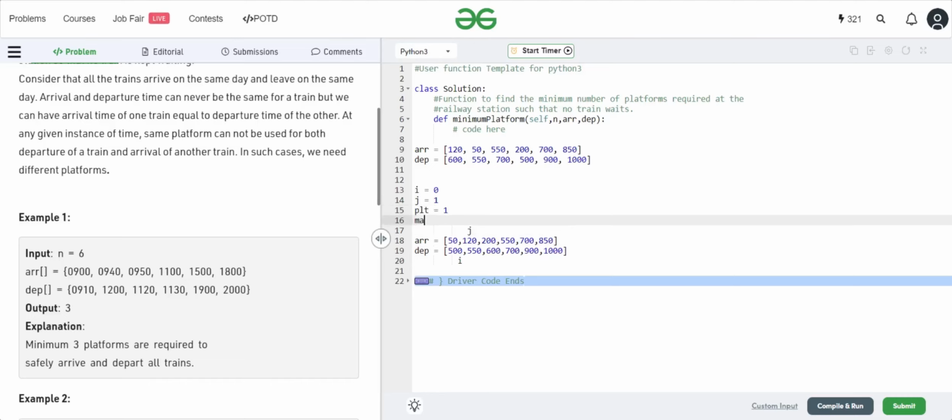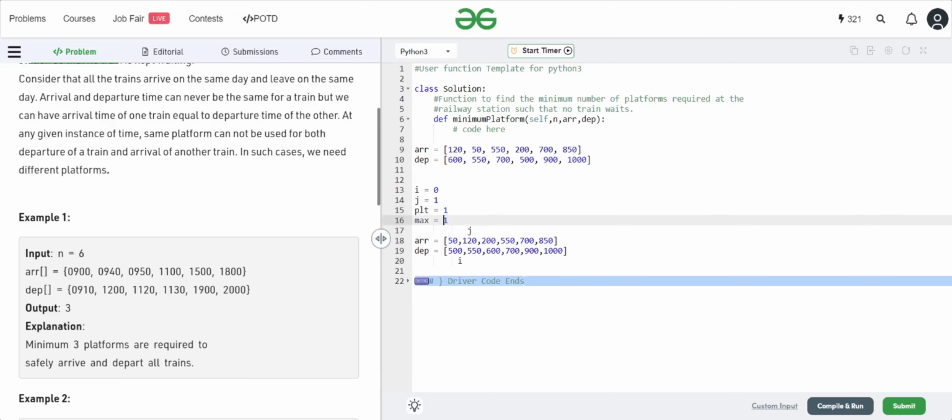And since one platform is already being used, we keep a max counter, which signifies the total maximum number of platforms that were used. Right now, since a train is arriving at 50, we already have one platform being used, so we keep the platform count at one and the max count at one.